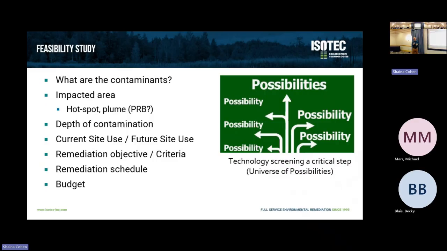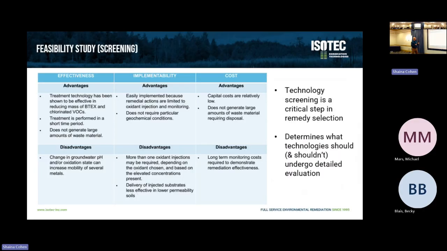What are all of the potential technologies that might be applicable at this site? Then we start asking our questions as we go into screening about, well, is that technology effective for that contaminant? Can it be implemented on this site based on the depth, the soil type, the site use, future site use? And what is the magnitude of costs? Are those costs for that technology within the budget that either that client has or the like? And that screening helps to determine which technology should get more detailed evaluation and which one shouldn't.